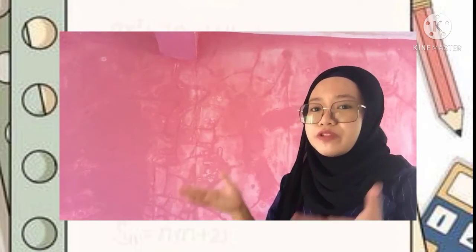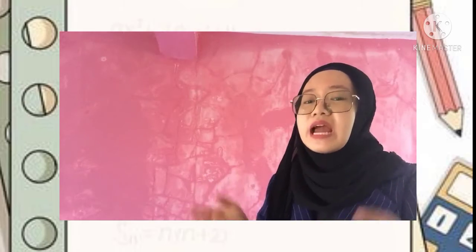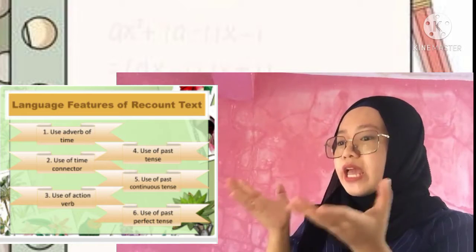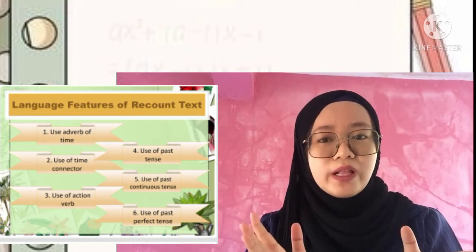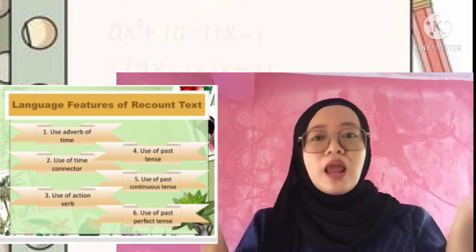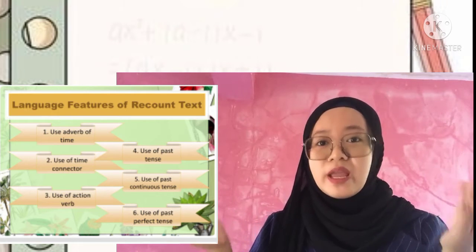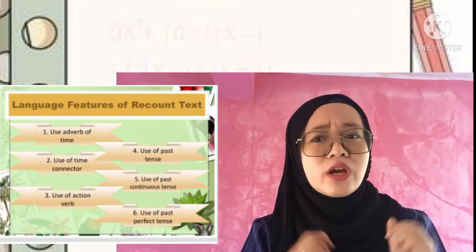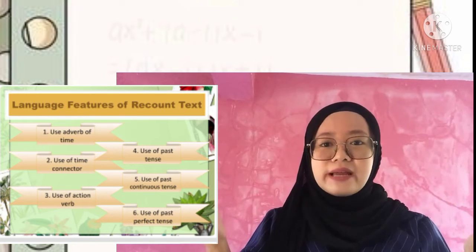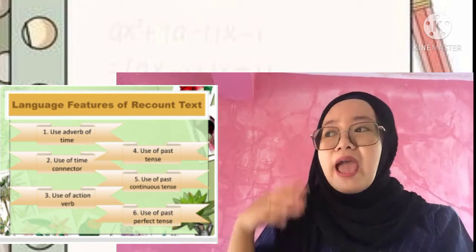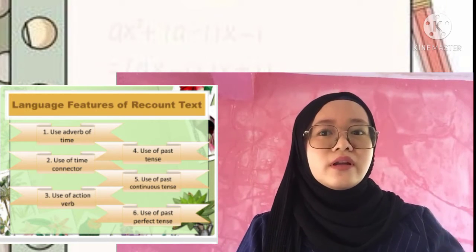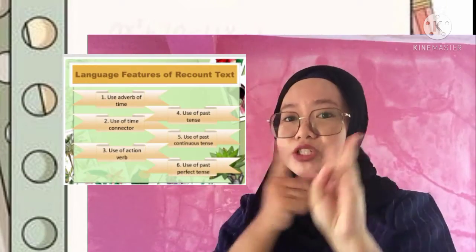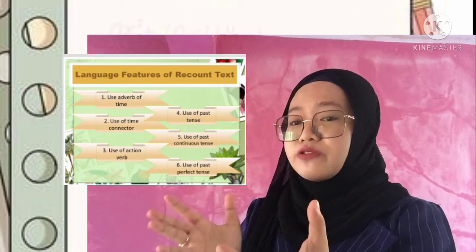Well, next are the language features of recount. There are six language features of recount. The first is the use of adverbs of time, for example, on Monday, last weekend, and so on. The second is the use of time connectors. What is a time connector? For example, before, and then, after, and so on. And the third is the use of action verbs.